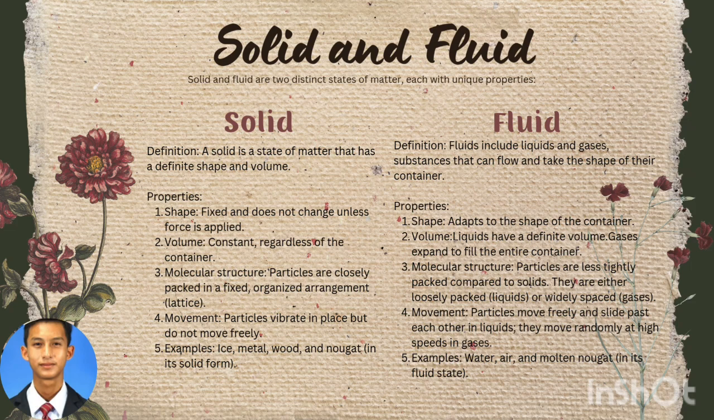For fluid, fluid is a liquid or gaseous substance that can flow and take the shape of its container. For properties, fluids adapt to the shape of the container. Volume: liquids have a definite volume, while gases expand to fill the entire container. Molecular structure: particles are less tightly packed compared to solids. They are either loosely packed, as in liquids, or widely spaced, as in gases. Movement: particles move freely and slide past each other. In liquids, they move at a lower speed than in gases. For example, water, air, and molten nougat in its fluid state.